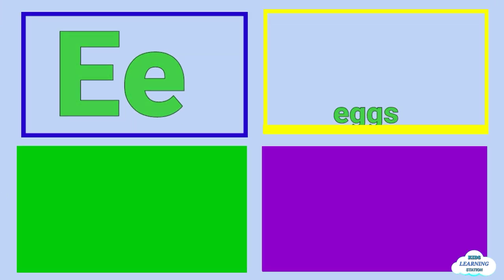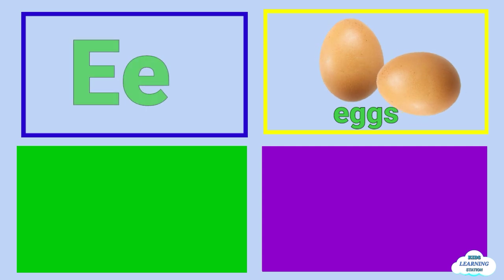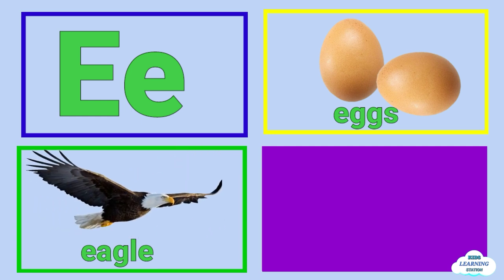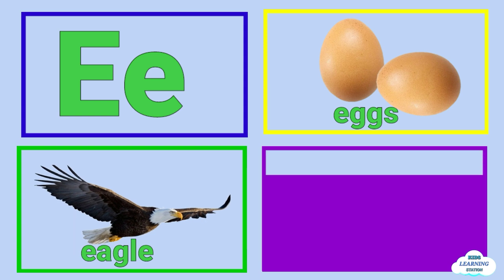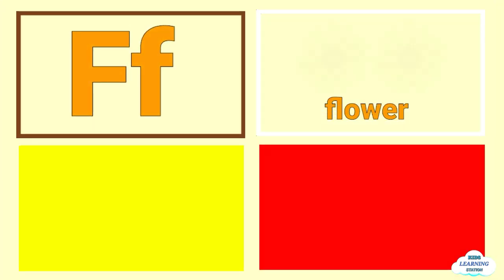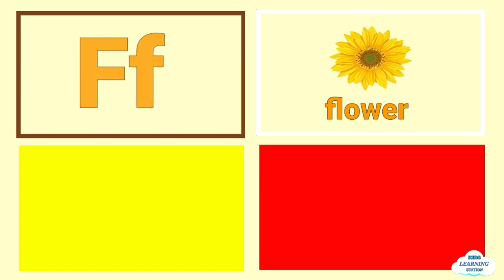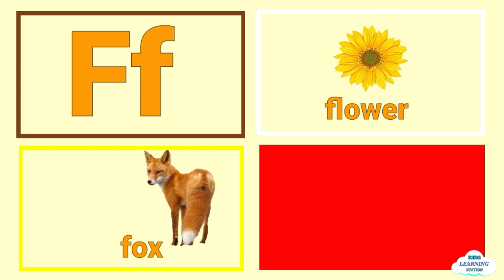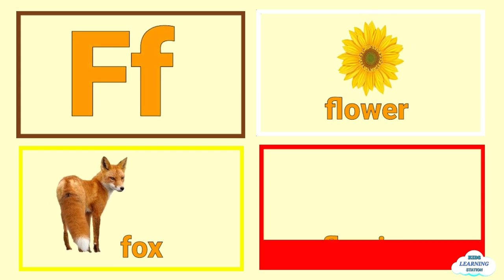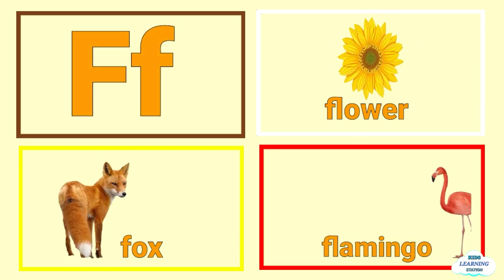E is for eggs. Eggs. E is for eagle. Eagle. E is for eggplant. Eggplant. F is for flower. Flower. F is for fox. Fox. F is for flamingo. Flamingo.